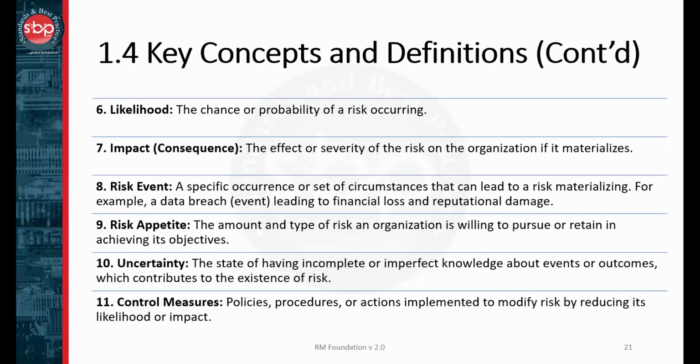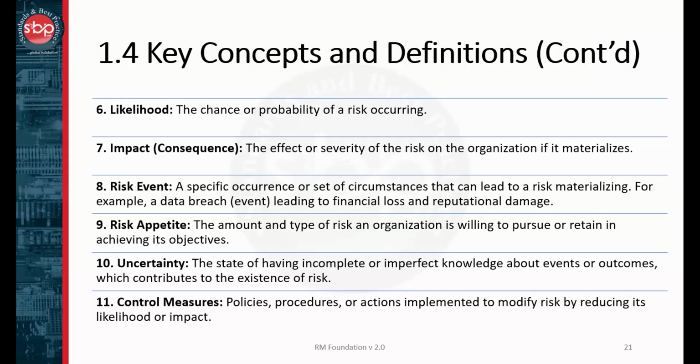Then the likelihood, I already explained this earlier, is the probability of a risk occurring. We have the impact, which is the consequence, the effect, what will happen if this risk occurs. How will it affect you as an organization or as an individual? What will be the severity? Is it going to be very high, or is it going to be low or medium? Okay. Then we have risk event, of course, the occurrence or set of circumstances that can lead to a risk materializing. Examples could be a data breach, which can lead to financial loss or reputational damage, or maybe a regulatory risk.